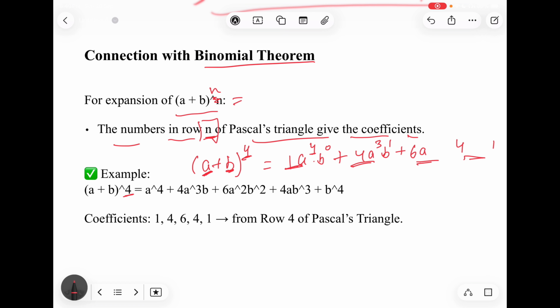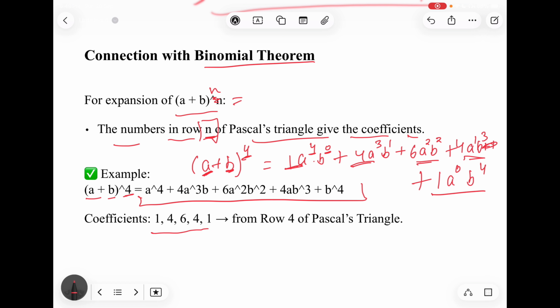We are going to decrease the power of a and increase the power of b. So it will become a to the power 2, b to the power 2, and a raised to the power 1, b raised to the power 3, and the last term will be right over here, 1, a raised to the power 0, b raised to the power 4, which is the same as this. So we got the coefficients of this binomial expression (a + b) to the power 4 as 1, 4, 6, 4, 1 from row 4 of the Pascal's triangle.